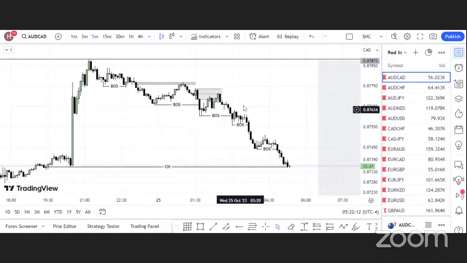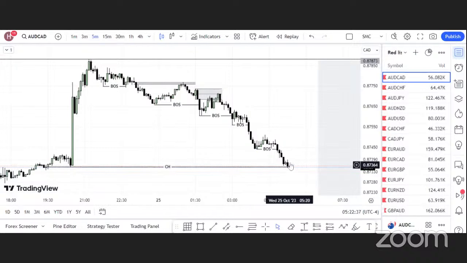So same thing happened here. We have this change of character. The market came back, mitigated the change of character here, and then the market sold down to the downside. So now we have this movement to the downside. We have this change of character, but the market didn't go there, right? It mitigated this level and then continued to trade to the downside.